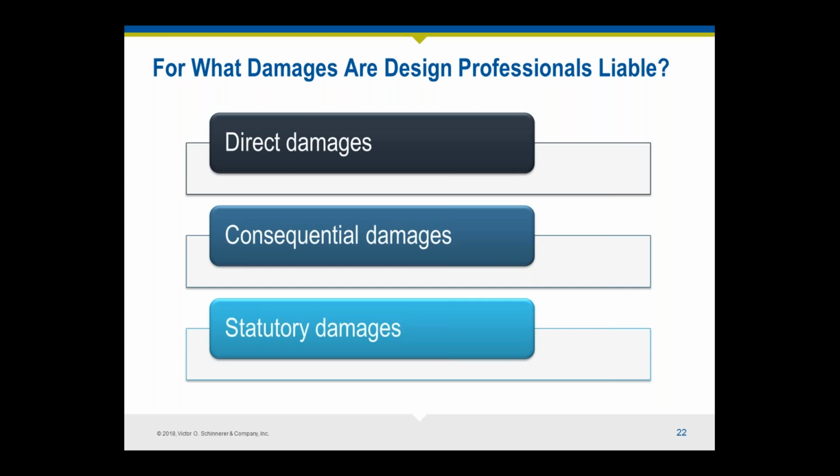Then there can be statutory damages. These are damages that are prescribed by local laws of the jurisdiction, and they may be awarded even if a party doesn't suffer any actual damages. For example, this could apply to things like copyright infringement.